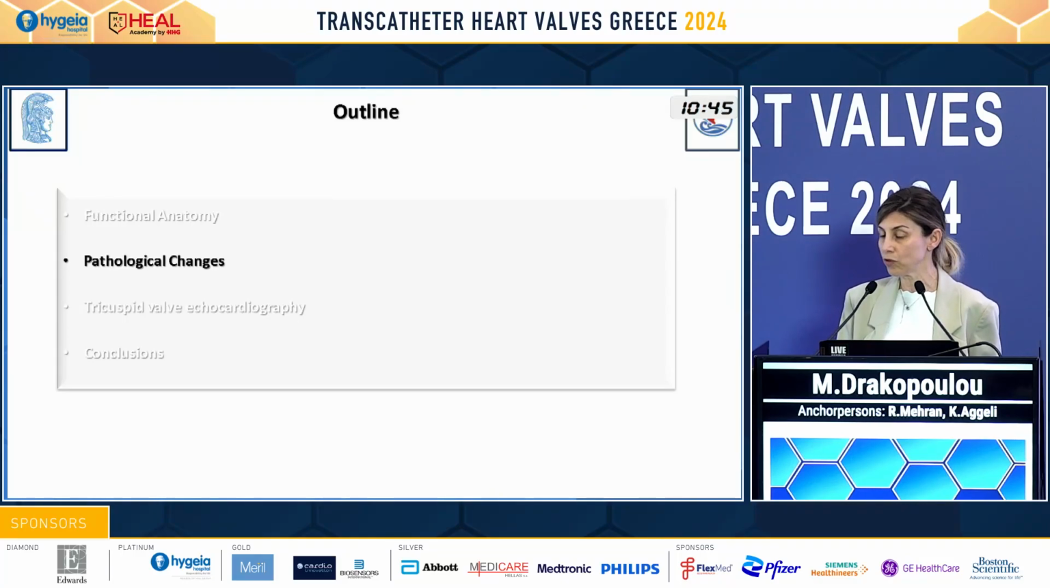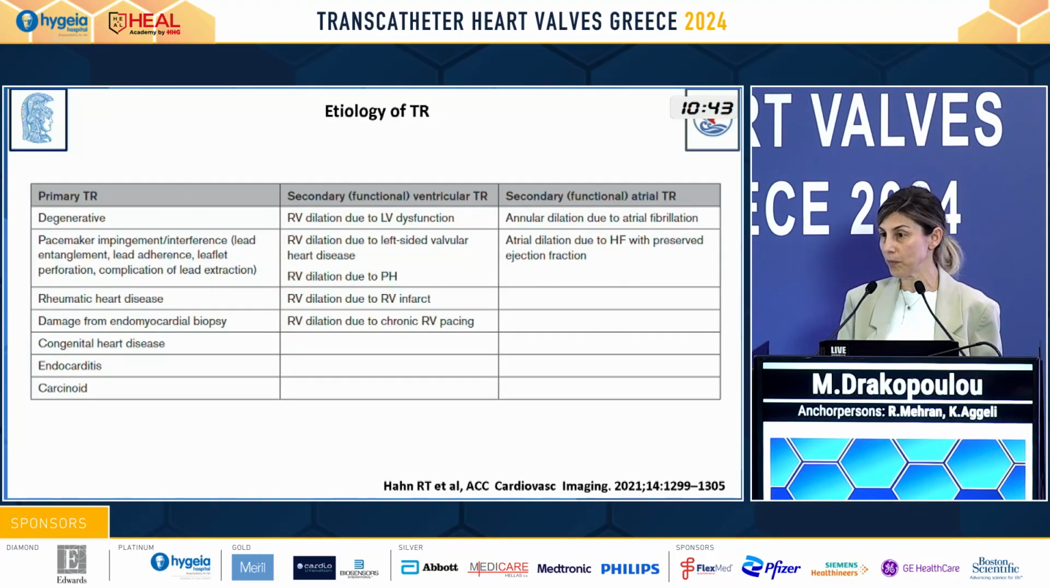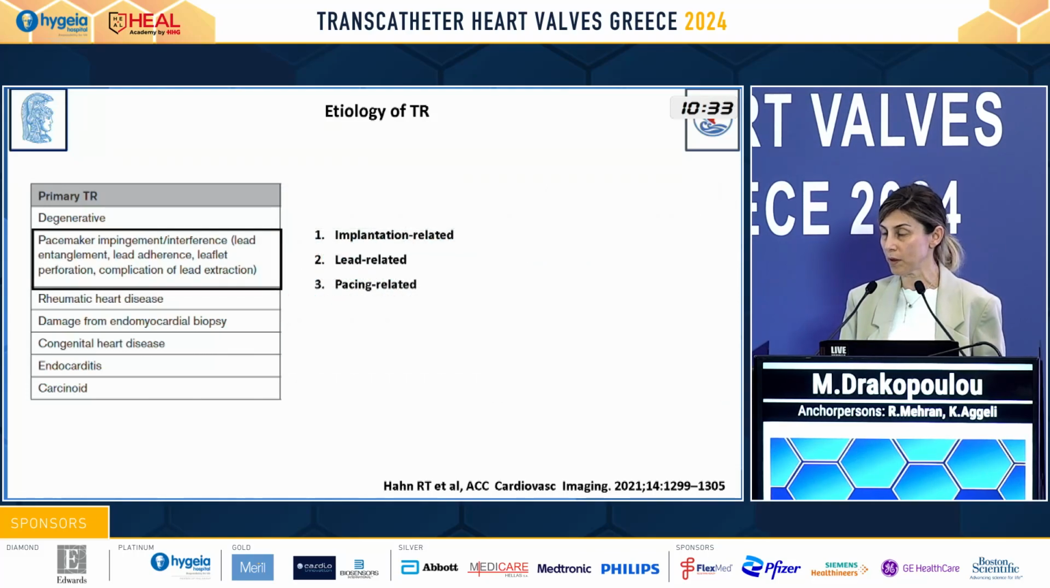If we go to the pathological changes, we know, as we previously said, that we have 3 main categories: the primary TR that involves pathology of the leaflets, and actually recently there was a great focus on the pacemaker-induced TR, which includes 3 subtypes. It's the implantation-related, the lead-related, and the pacing-related. The implantation-related has to do with injury of the valve during the procedure.